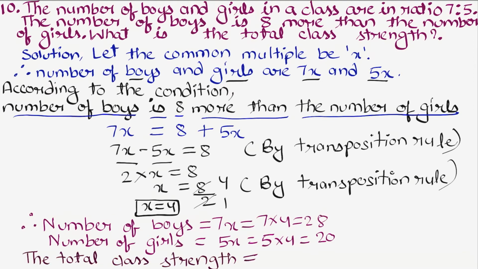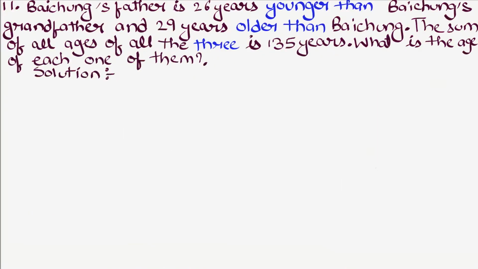Therefore, the total class strength is equal to number of boys plus number of girls, which is nothing but 28 plus 20, which is equal to 48. Now, 11th question. Bachung's father is 26 years younger than Bachung's grandfather and 29 years older than Bachung. The sum of all ages of all the three is 135 years. What is the age of each of them?